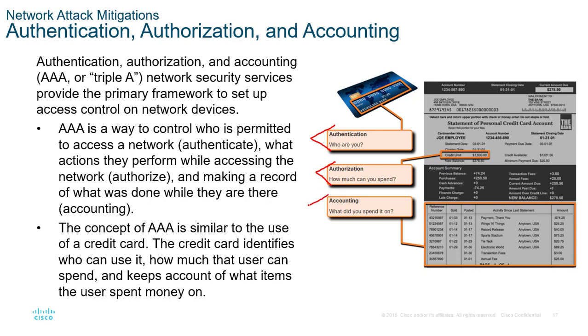That's the accounting feature. The concept of AAA is similar to the use of a credit card. The credit card identifies who can use it, how much that user can spend, and keeps account of what items the user spent the money on.